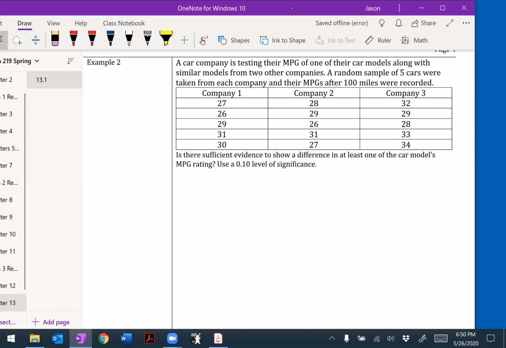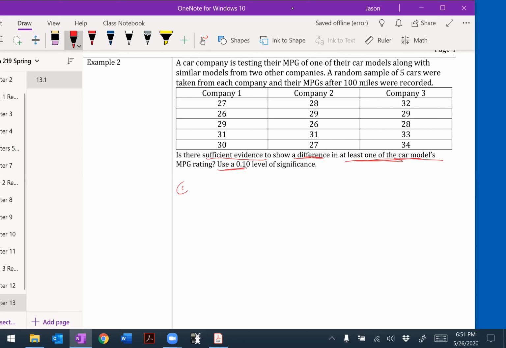Miles per gallon, right? So take 100, divide by the number of gallons used, and this is the miles per gallon. Is there sufficient evidence to show a difference in at least one of the car's models? Is one of the car's models significantly different? Use a 0.10 significance level.